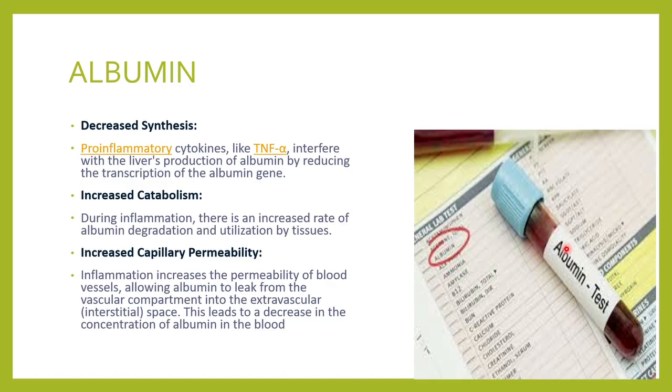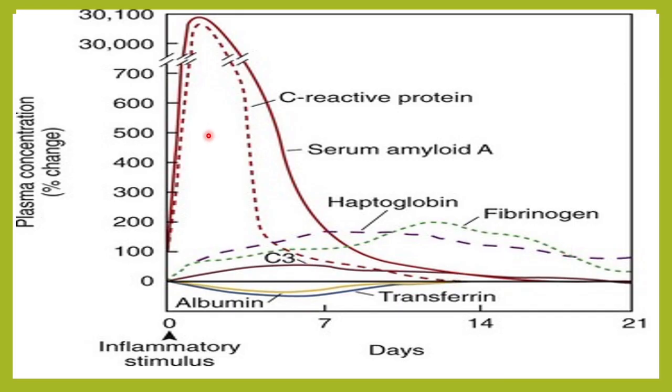And also liver also decreases the synthesis of this albumin. It will try to safeguard the albumin. It will reduce the overutilization of albumin. So albumin will reduce during your inflammation. So you can see here during your inflammation, you can see the C-reactive protein, serum amyloid A, haptoglobin, fibrinogen, how they will rise and how they are coming down slowly.